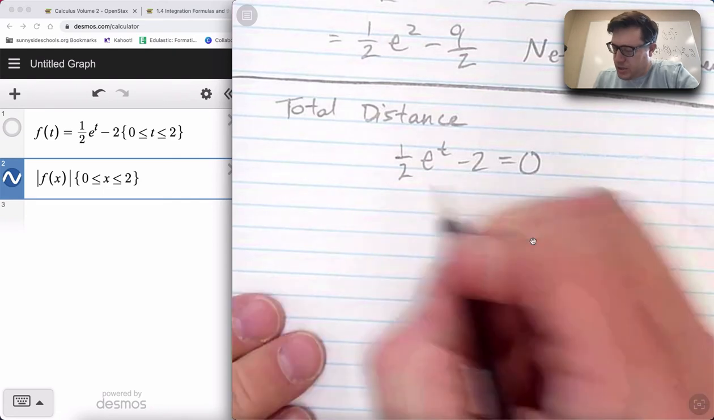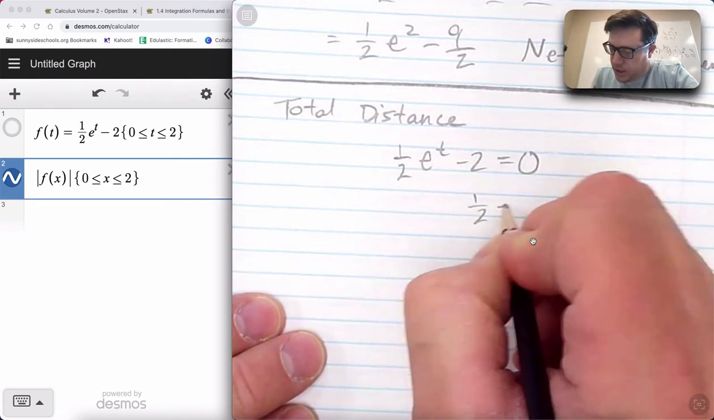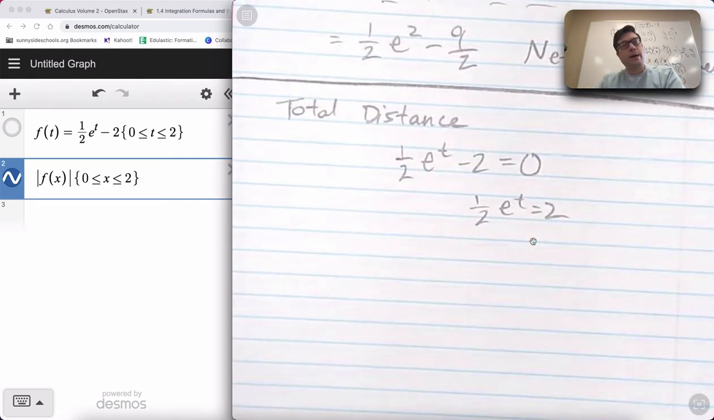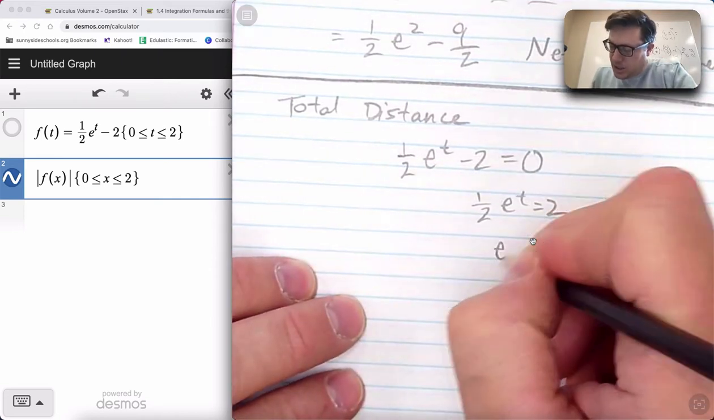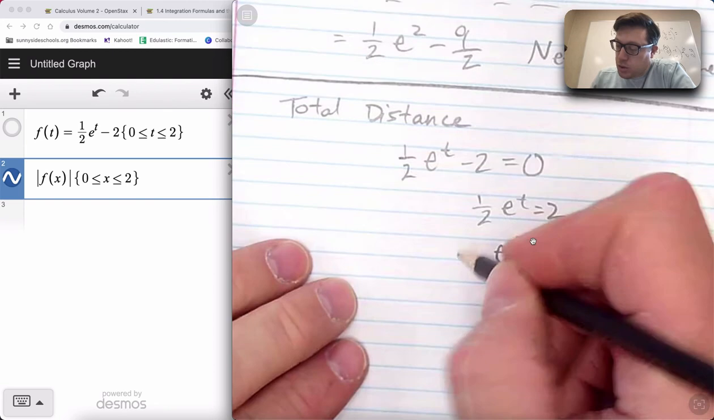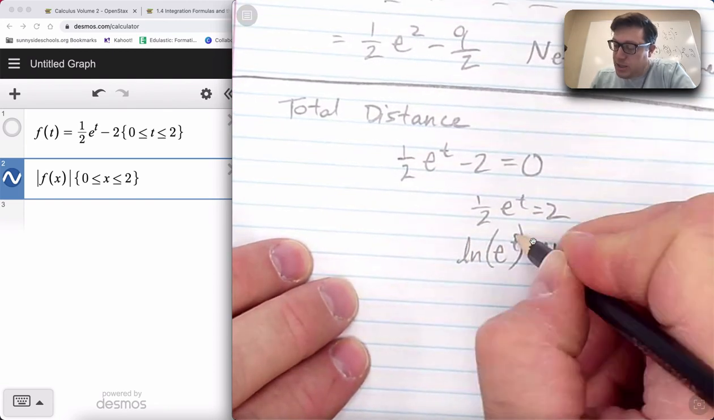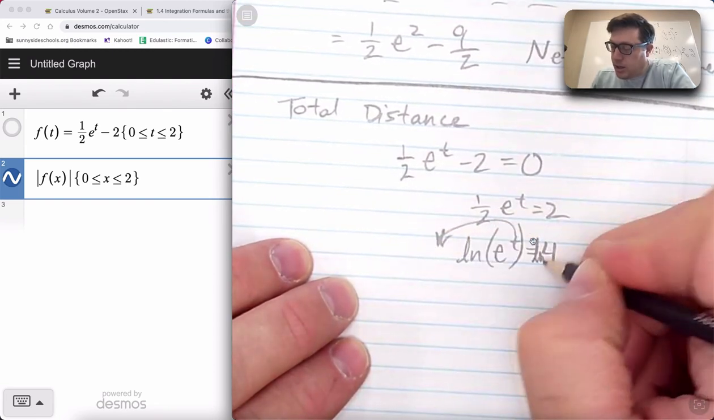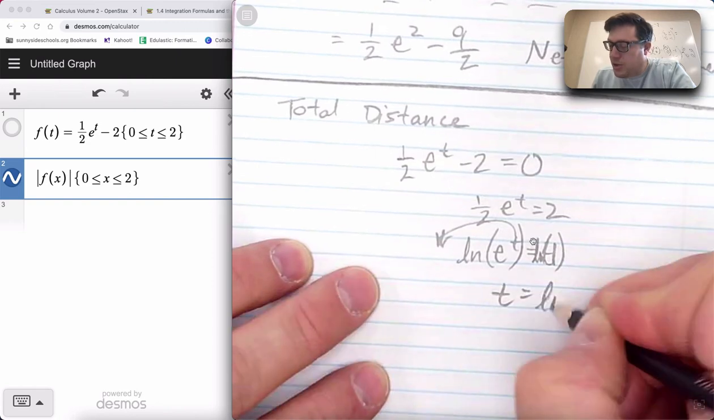So I'm going to add 2 to both sides. 1/2 e to the t equals 2. Multiply by 2 to both sides. e to the t equals 4. Now we got to get t by itself. And remember that we have t, which is an exponent. That means we got to use logarithms. Natural log will move the t out front. ln of 4. So t equals the natural log of 4.